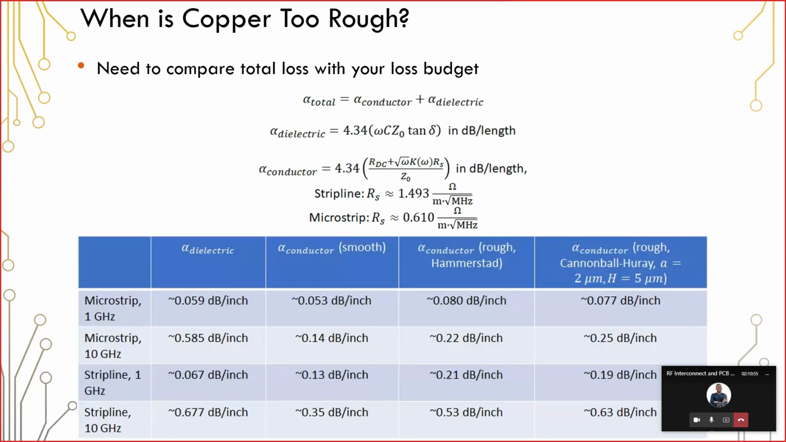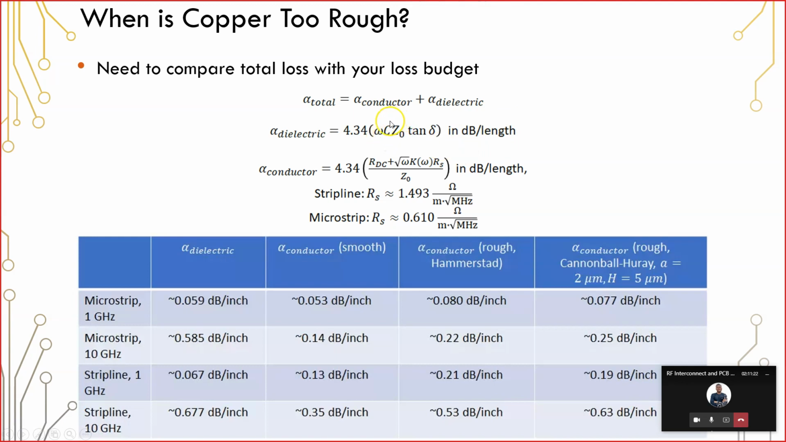Okay, so copper roughness. When is it too rough? This is an important question here. So here we have a total attenuation that is given by the sum of our conductor attenuation and our dielectric attenuation. And this is generally specified in decibels per length. So this decibel per length value is important here.